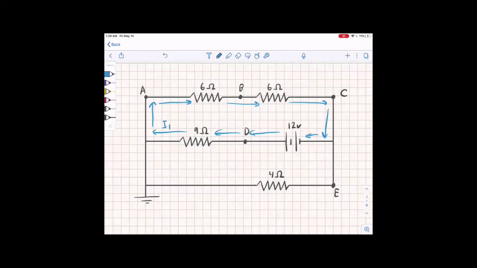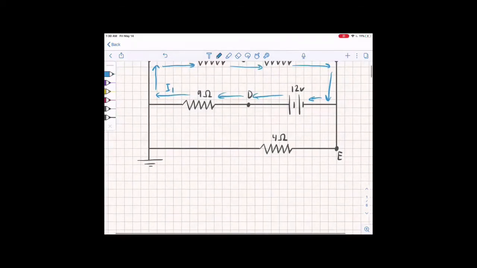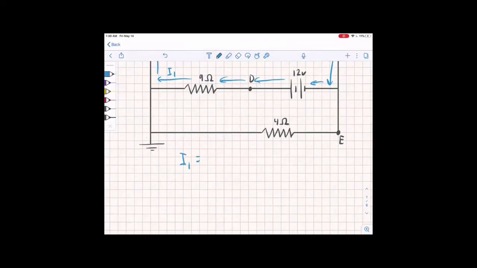Due to the junction rule, the currents at each one of these points are all going to be the same. Since we were already given that the current at point D is 1 amp, we automatically know that the current at point B is also going to be 1 amp. So I'll label that down here: the current 1 equals 1 amp, and the current at point B equals 1 amp.